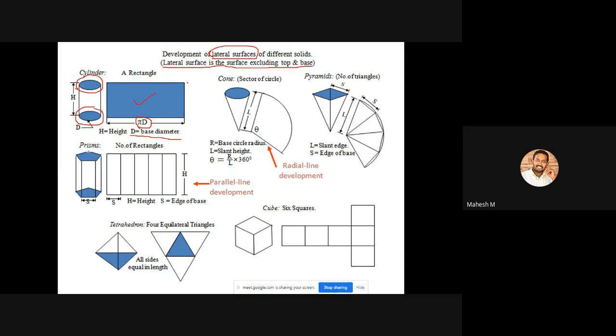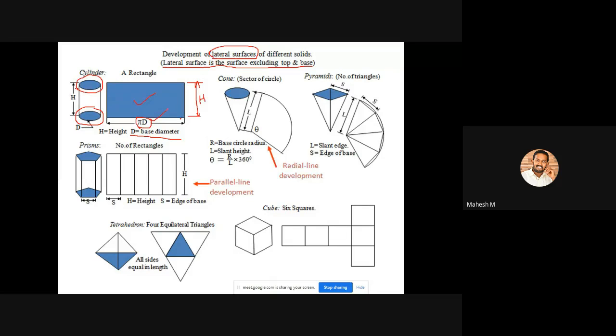So what is the height? It is equal to your cylinder height, so you don't have to worry about this. This particular height is equal to your cylinder height. Only the length should be pi into d. Pi is 3.14 and d is the base diameter. If it is 50, you can calculate this length: 3.14 into 50. If it is 40, 3.14 into 40. This is how you find the length of this rectangle. This is called development of lateral surface of a cylinder.